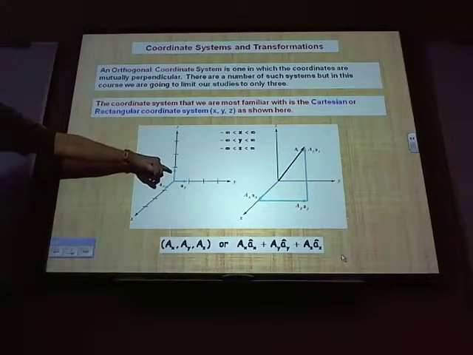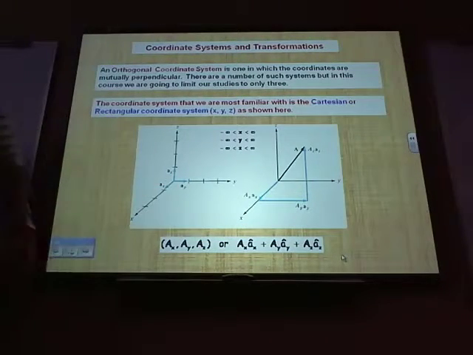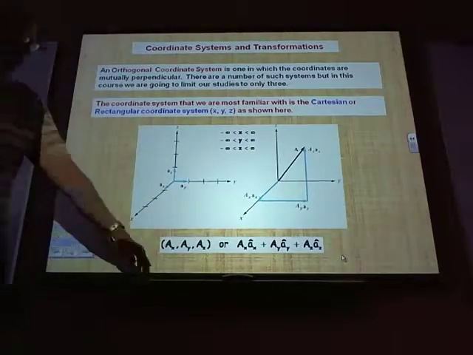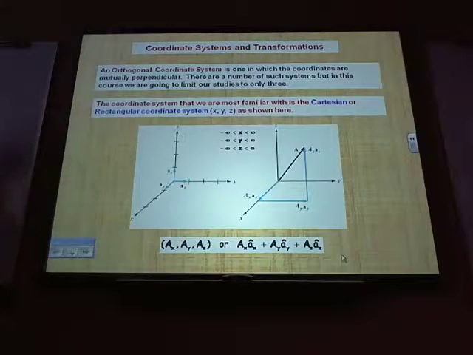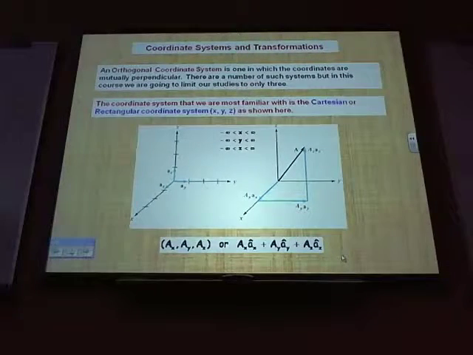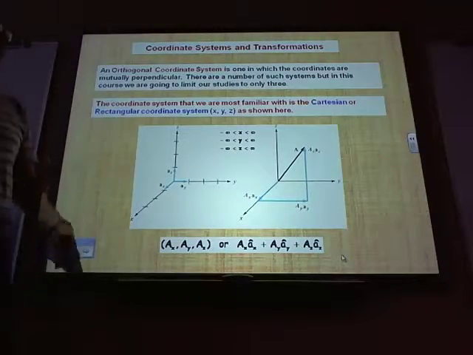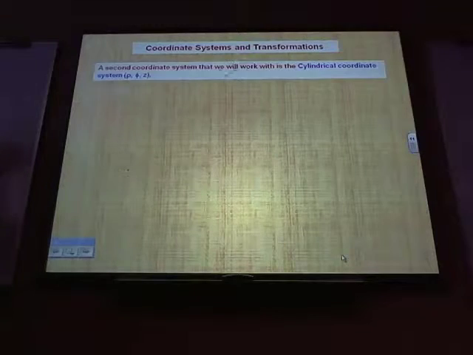We set up an x, y, and z axis, just like here, and then you can find your point at, here's your point A up here. It'll be in terms of the unit vectors ax, ay, and az. So this one you're used to, you've worked with this one. There's nothing magic about this one.